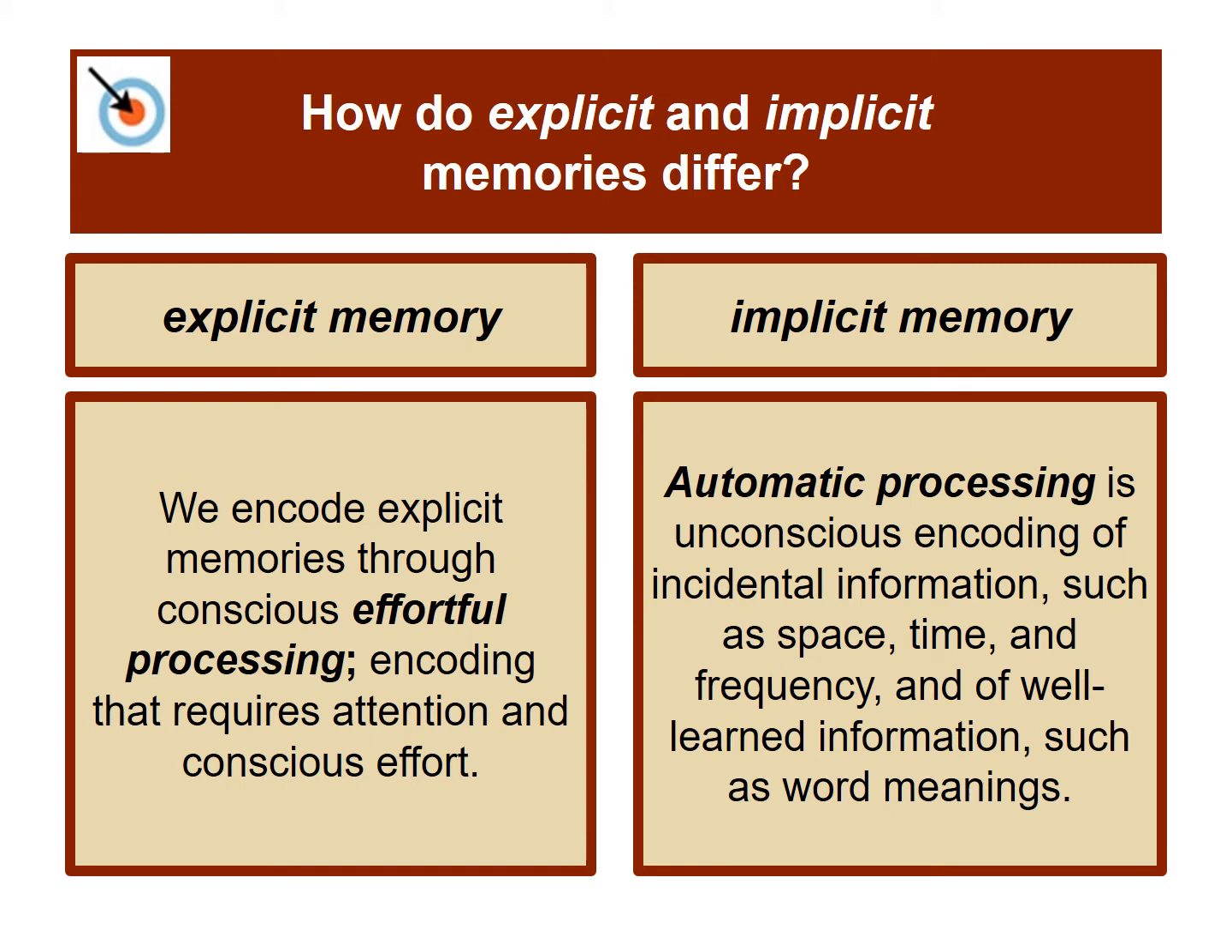So how do those two things differ? What does that really mean? We encode explicit memories through conscious, effortful processing, encoding that requires attention and conscious effort, whereas implicit memory is automatic processing. It's unconscious encoding of incidental information such as space, time, and frequency, and of well-learned information such as word meanings.